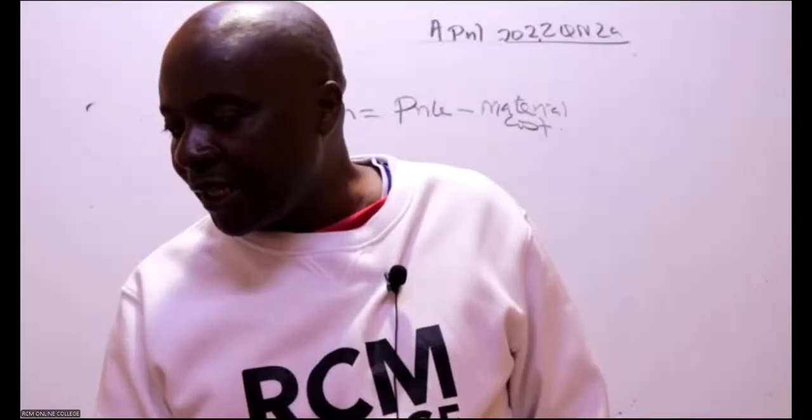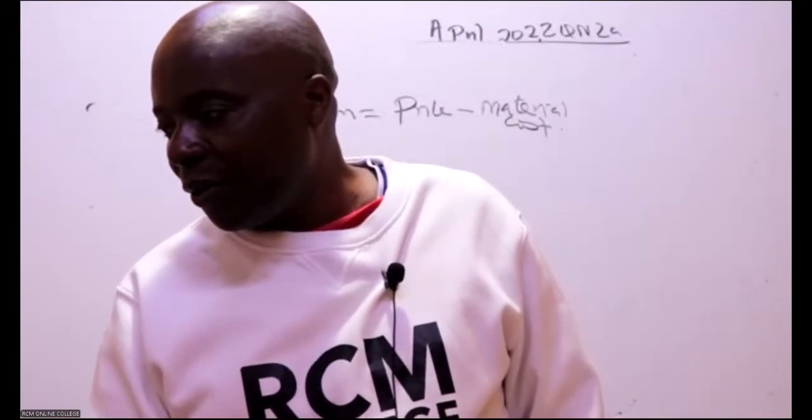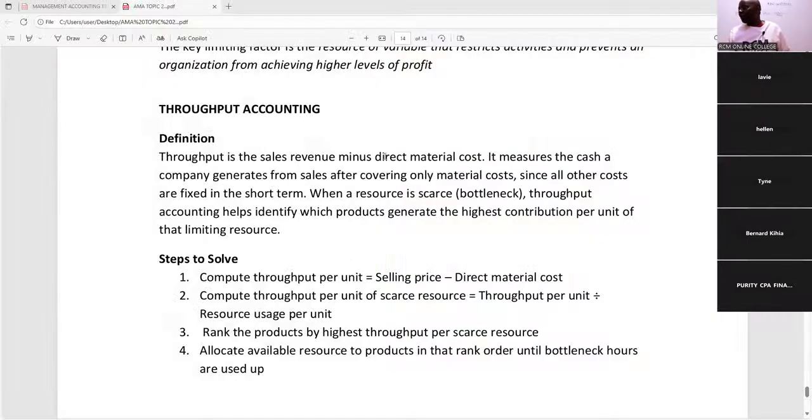The moment you understand that, you'll be able to do the entire question. We are told that throughput is sales revenue minus direct material cost. The moment you've understood that throughput is selling price minus material cost, you're very knowledgeable. Steps to solve: compute throughput per unit, selling price minus material cost; compute throughput per unit of scarce resource; rank the products by the highest throughput per scarce resource; allocate available resources to products in that rank order until bottleneck hours are used up.